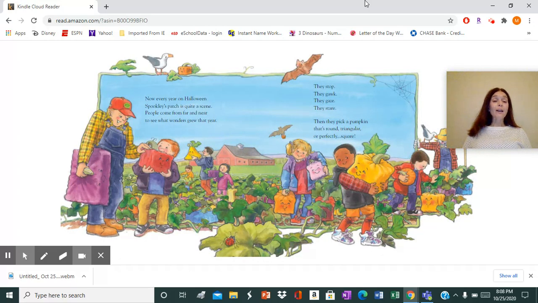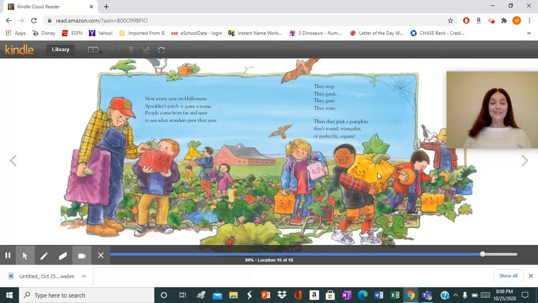Now, every year on Halloween, Spookley's patch is quite a scene. People come from far and near to see what wonders grew that year. They stop, they gawk, they gaze, they stare. Then they pick a pumpkin that's round, triangular, or perfectly square. So look at how happy the children are picking their different pumpkins. Oh, I see Spookley in the pumpkin patch.